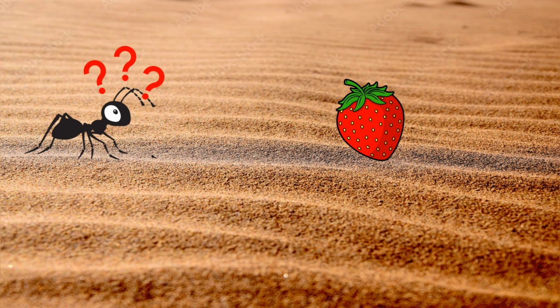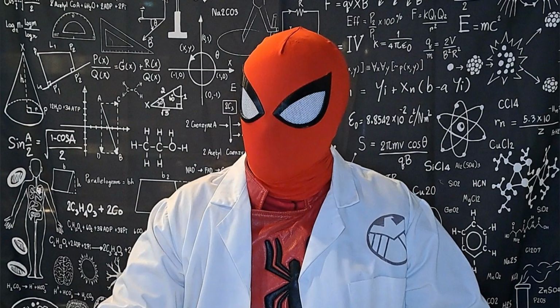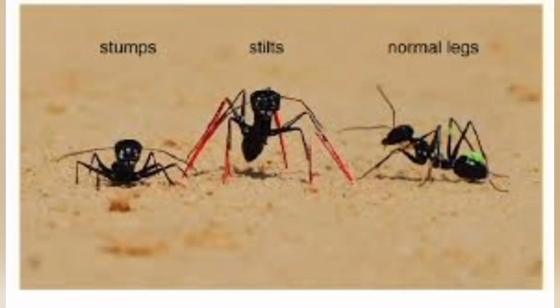The answer, the hypothesis, ants can count. Sort of. More like an internal pedometer. So to test this, scientists took ants that knew where food was and then either shortened their legs, kept their legs the same length, or lengthened their legs with stilts. And if you're curious what that looks like, it looks like this.